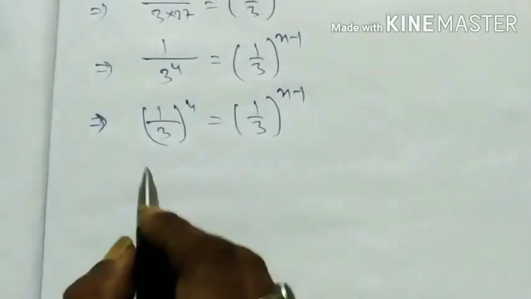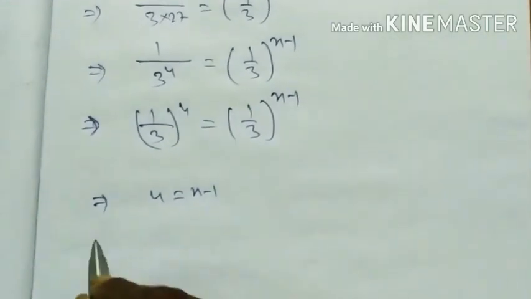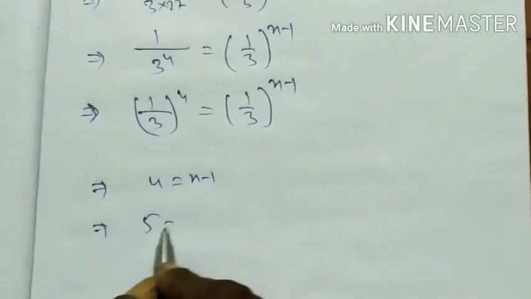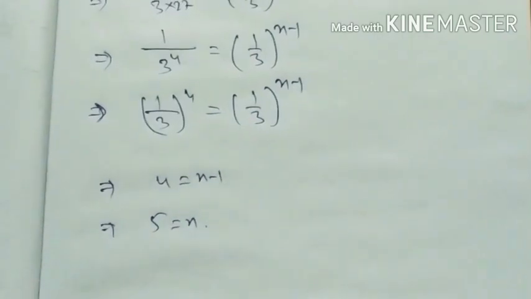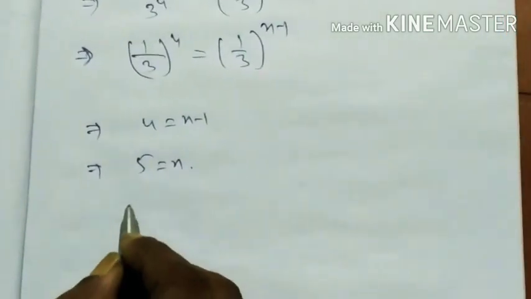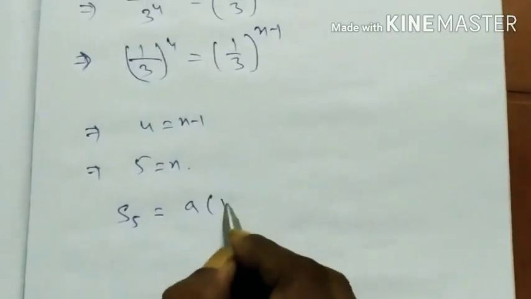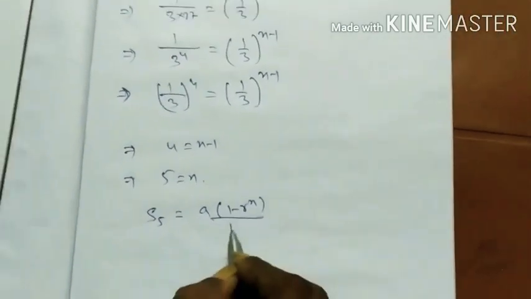Base is same, so your power will be same. So 4 is equal to n minus 1. So 5 is equal to n. Here n comes out to be 5. So I can now find the sum S5, that is equal to a(1 minus r to the power of n) by 1 minus r.